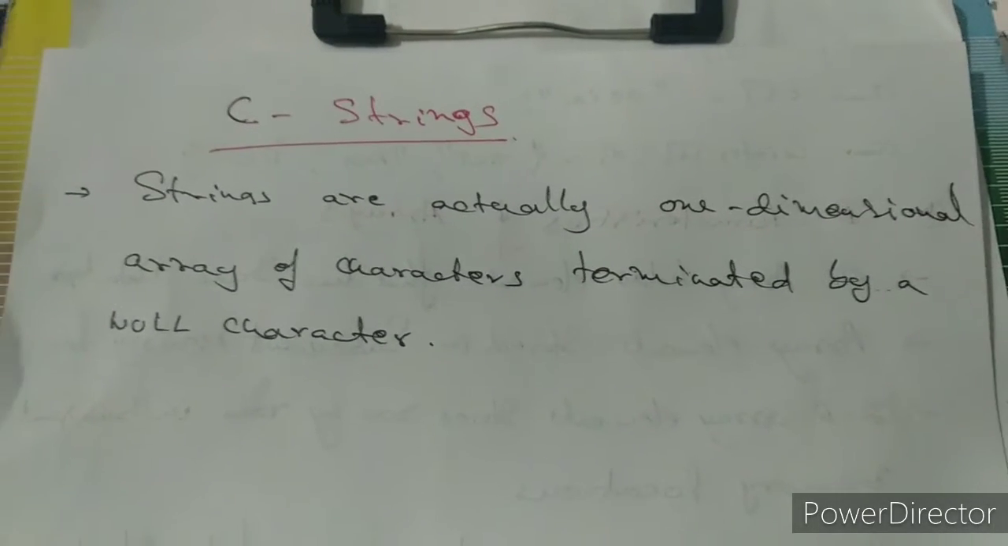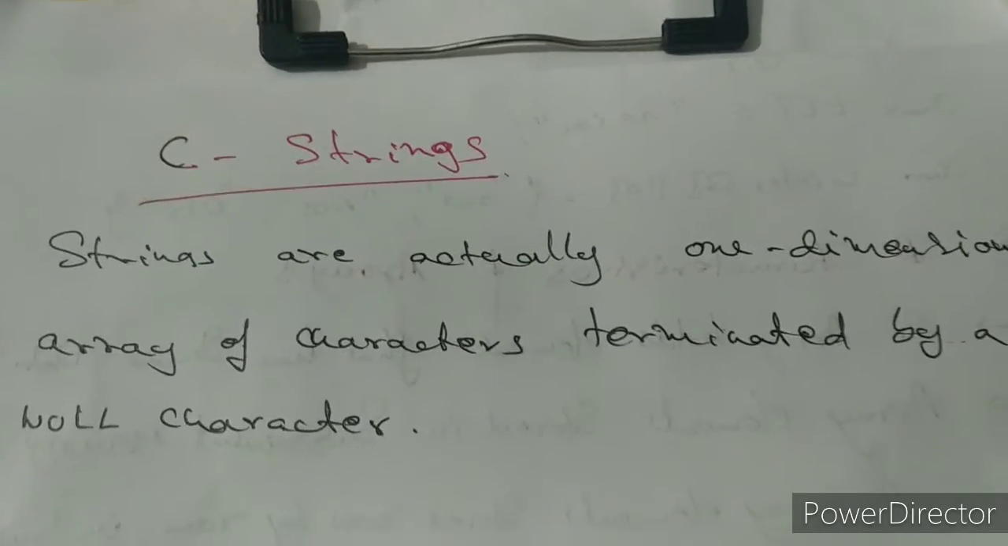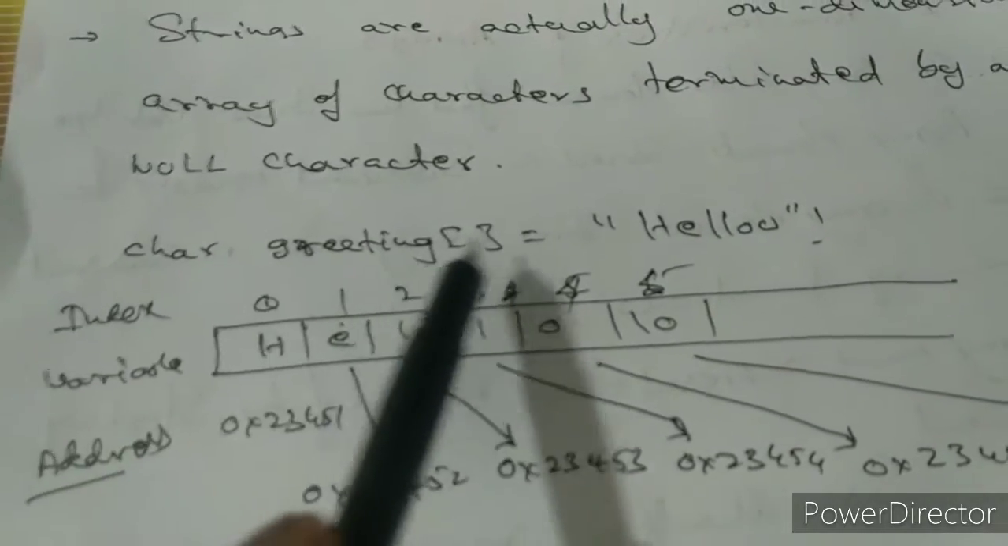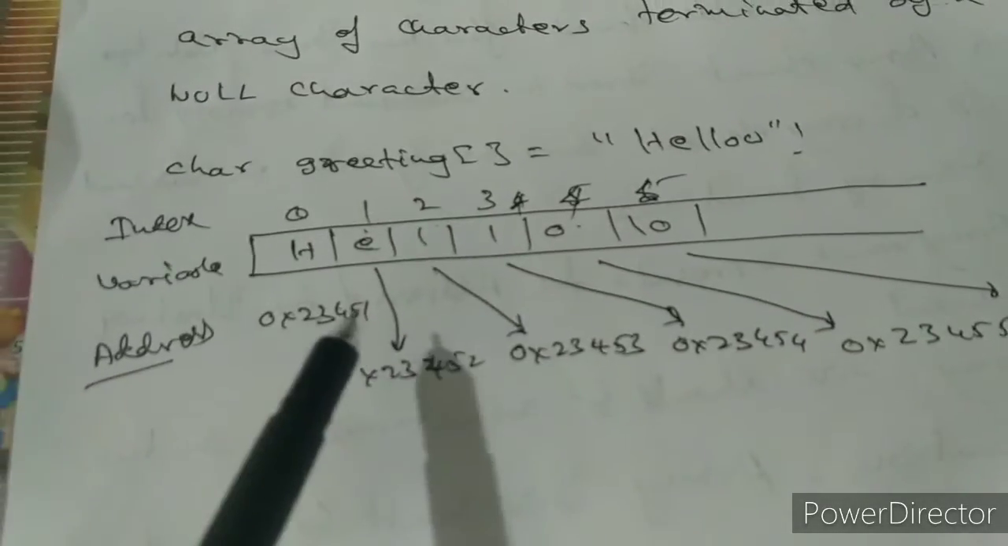A string is a one-dimensional array of characters terminated by the null character. Like this, we can define strings. Here, for example, I'm giving the character string "hello". Here, the string is represented in the memory location, with an index.